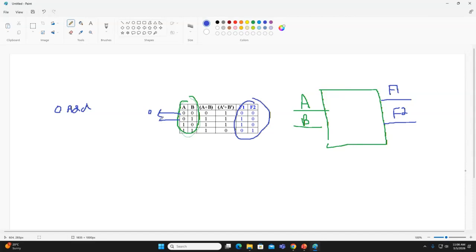0. Okay, 0 plus 1. When we add 0 and 1, what is the result? 1. 1 and 0, what is the result? 1. 1 plus 1, what is 1 plus 1? Yes, 2. Okay, what we are going to do now, please look at here.